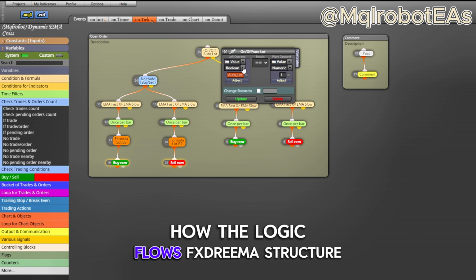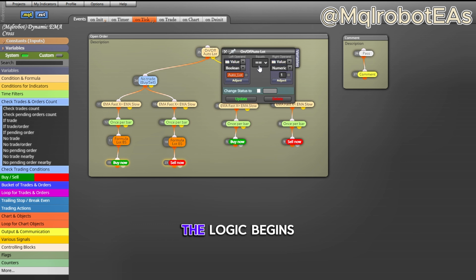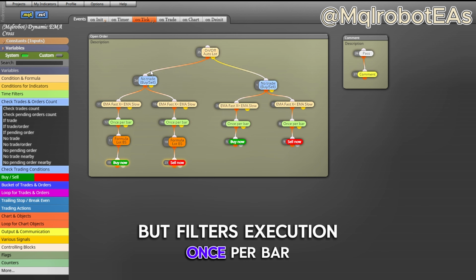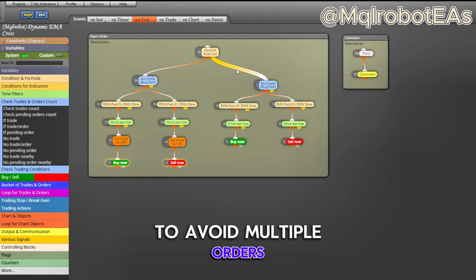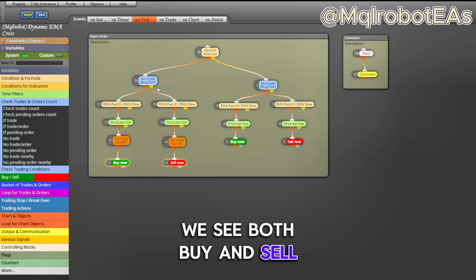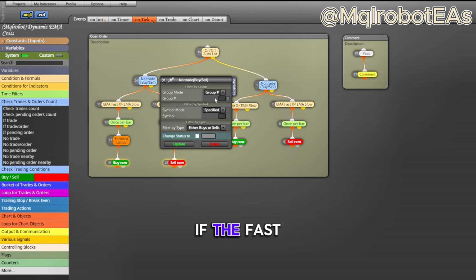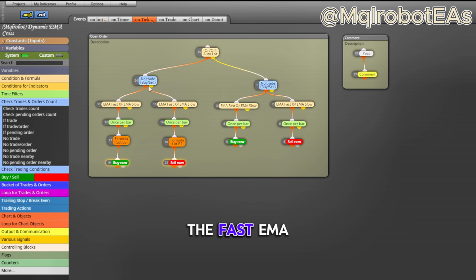How the logic flows: the FXdreema structure. The logic begins on every new tick, but filters execution once per bar to avoid multiple orders. We see both buy and sell logic separated clearly. If the fast EMA crosses above the slow EMA, a buy order is triggered. If the fast EMA crosses below, a sell order is triggered.